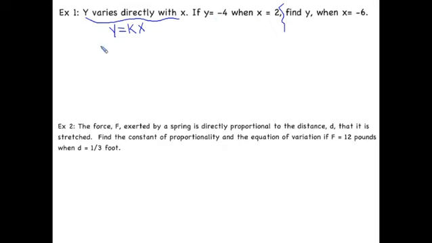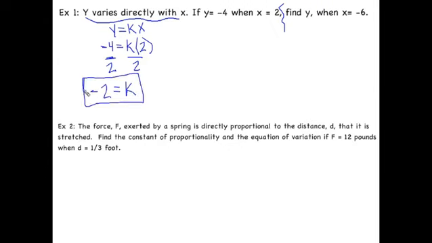If y is -4, we can put that into this general equation. It doesn't really give us that constant of proportionality, that k value, but we do know that x is 2. So we know every single piece of this general equation, which means we can figure out what k is. We can simply divide both sides by 2, and our constant of proportionality would be -2 in this case.